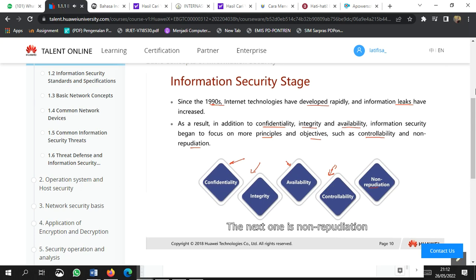The next one is non-repudiation. This is about people not being able to deny that information was sent from your source. For example, if somebody digitally signed a document and sent it over, and there's a legal dispute, that somebody cannot deny saying this is not coming from me. This is a new focus that we need to control, because nowadays information can easily be duplicated, and somebody can just deny, this is not from me, right?